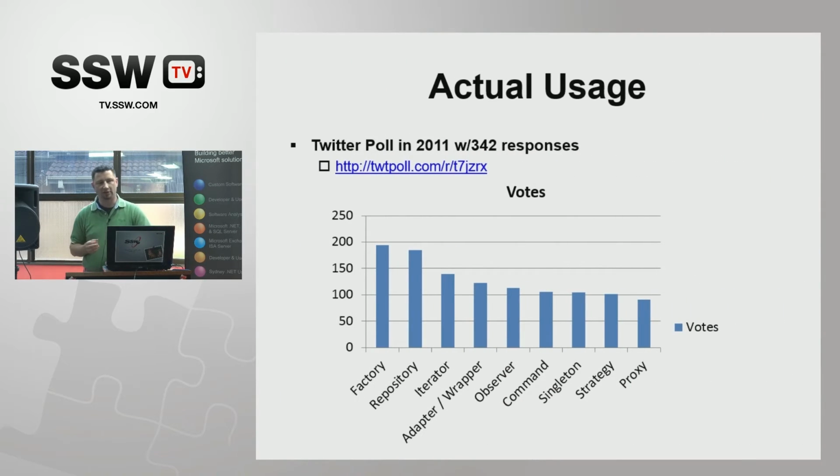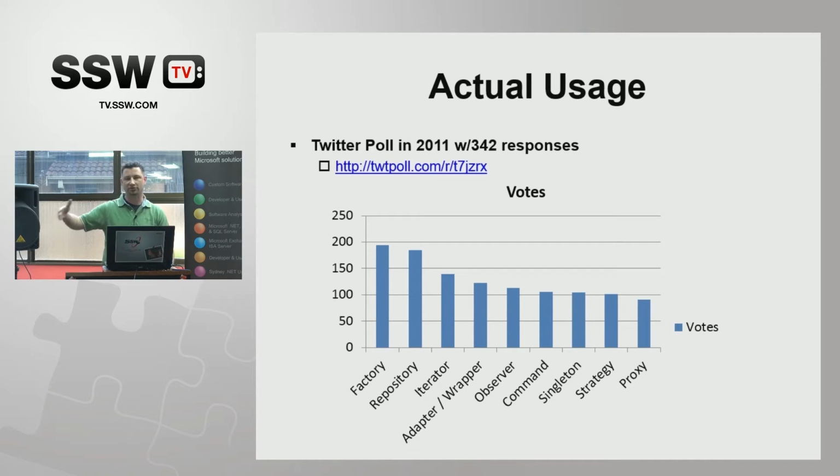Now I did a poll about a year and a half ago on some design patterns and ran this just on Twitter. It's completely unscientific. And I asked people, of these design patterns, which are things that you've never heard of, or that you never use, or that you use daily, or that you use frequently. The ones on the far left are the ones that the most people said they use daily or frequently. And the most common ones are the factory, followed by repository, iterator, adapter or wrapper, the observer, the command, singleton, strategy, and then proxy.